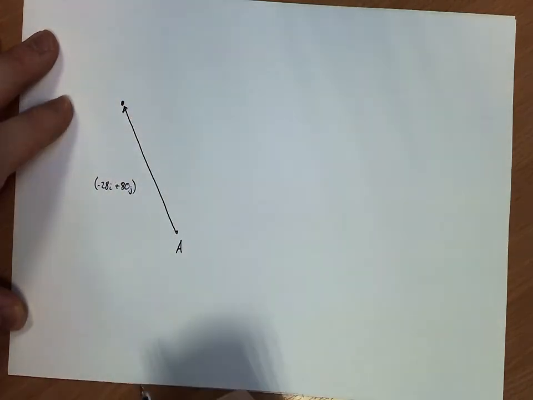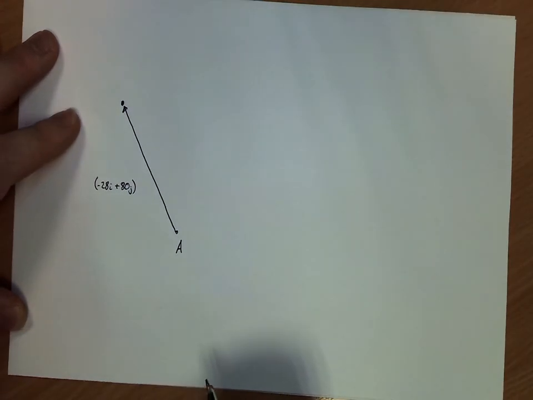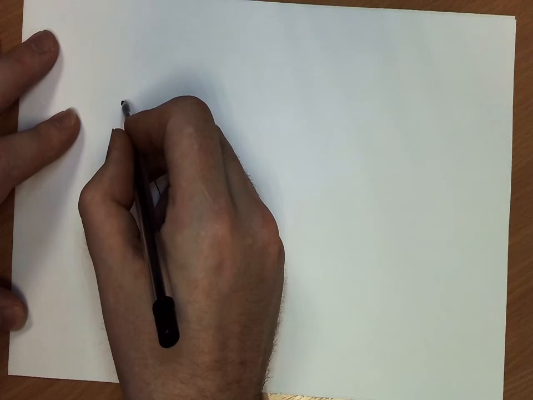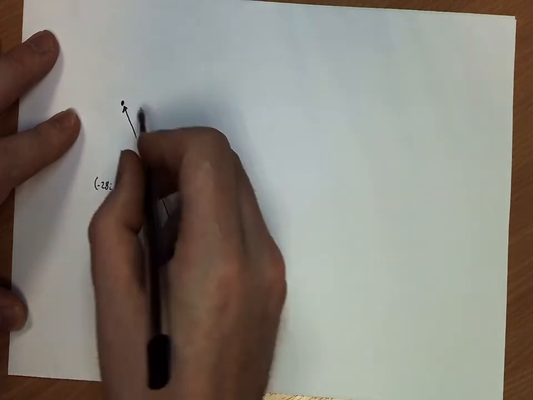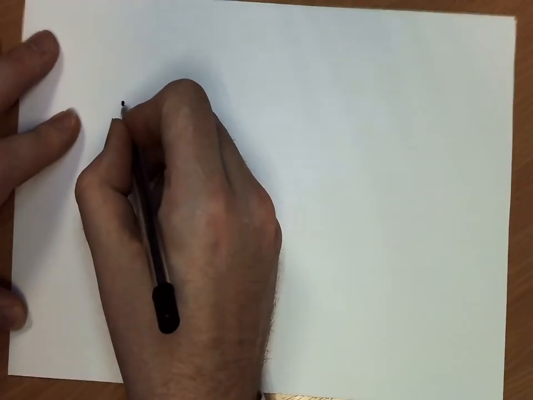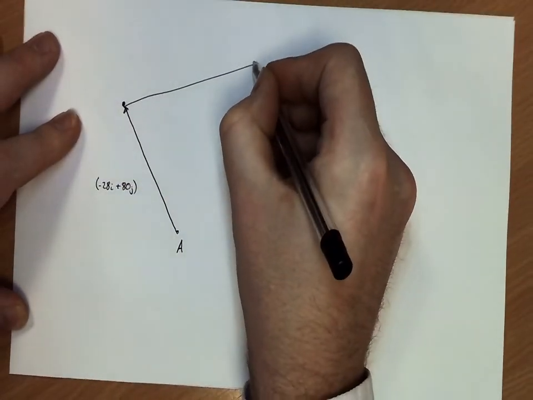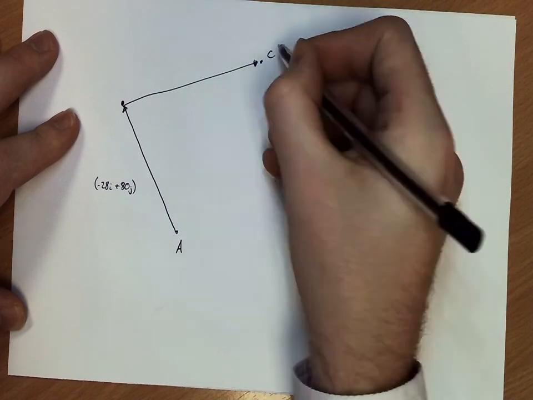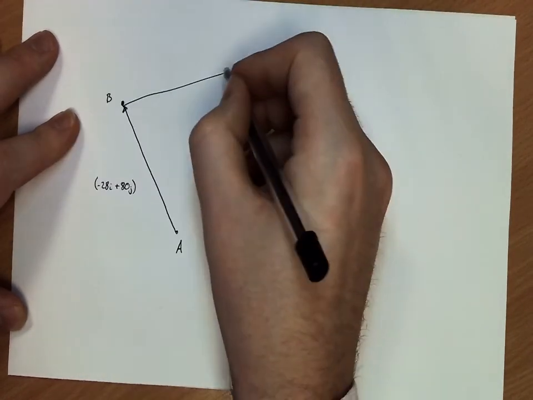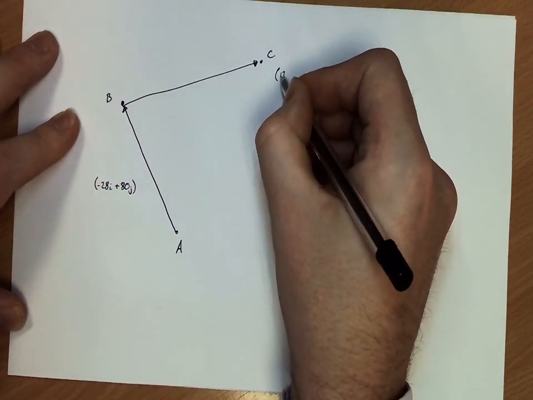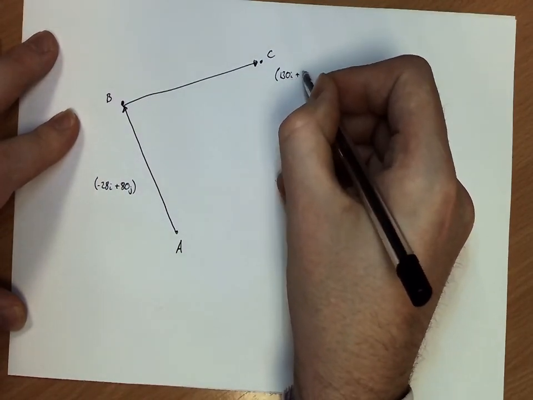From here I'm adding a vector 130i plus 15j. Again, I don't need it to be perfect, but I do want to show that 130 is bigger than 28, so it's going to the right, and 15 is less than 80, so I want to draw it coming slightly shallower. Maybe something like that will work perfectly. And this vector takes me to C, that was B, and this vector is 130i plus 15j.